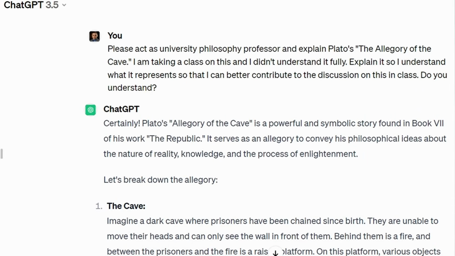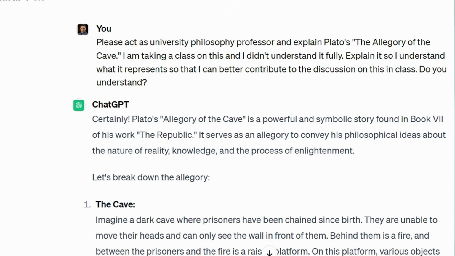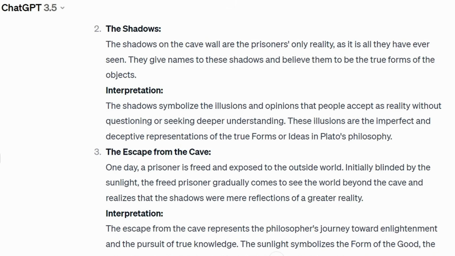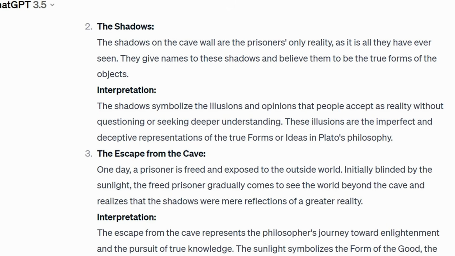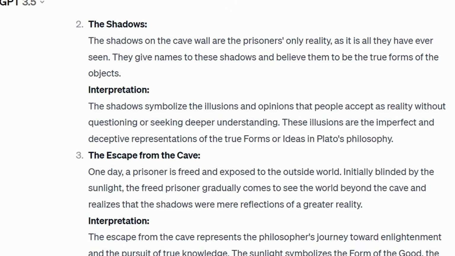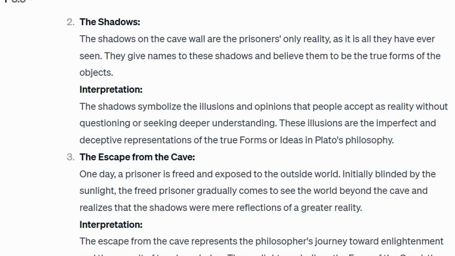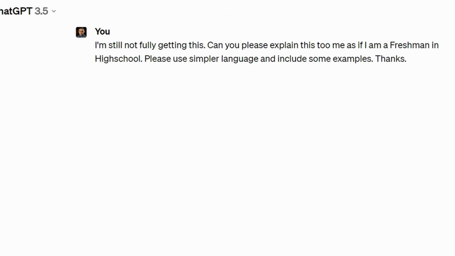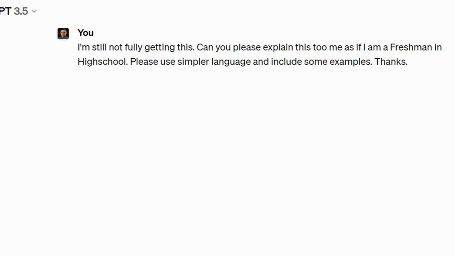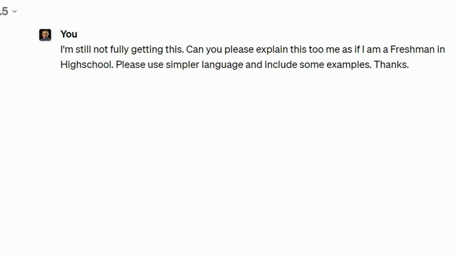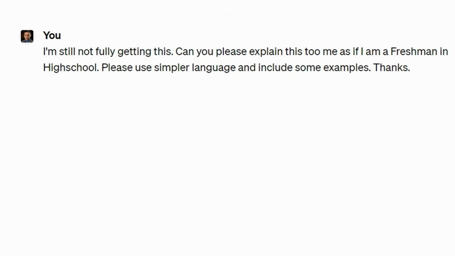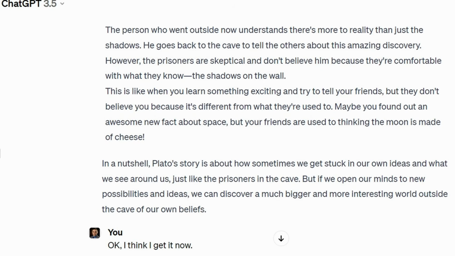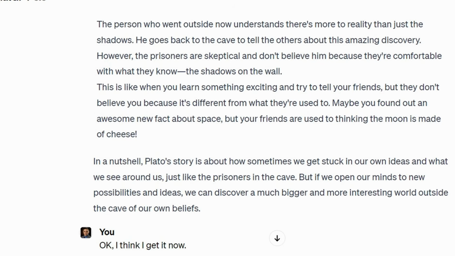And here's a response. It totally goes through and breaks down, gives me a good explanation of what Plato's The Allegory of the Cave is. A key thing here to remember is that there's the refinement. I don't have to be satisfied with the response. I could go even deeper in my learning by saying, I'm still not fully getting this. Can you please explain this to me as if I'm a freshman in high school? Please use simpler language and include some examples. Thanks.